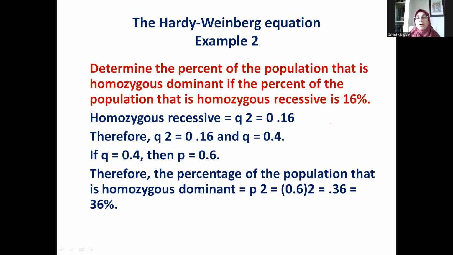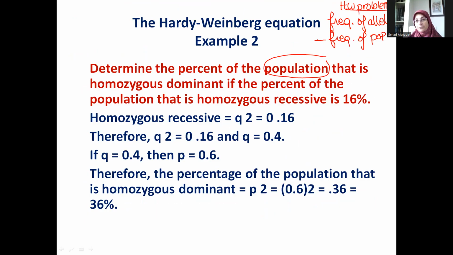Another example for the Hardy Weinberg principle is: determine the percentage of the population that is, again, we are asking about, because in Hardy Weinberg problems, you have two types of questions. Either we ask you about the frequency of an allele, or we ask you about the frequency of a population. When we say frequency, we mean percentage. So determine the percentage, again, of the population.